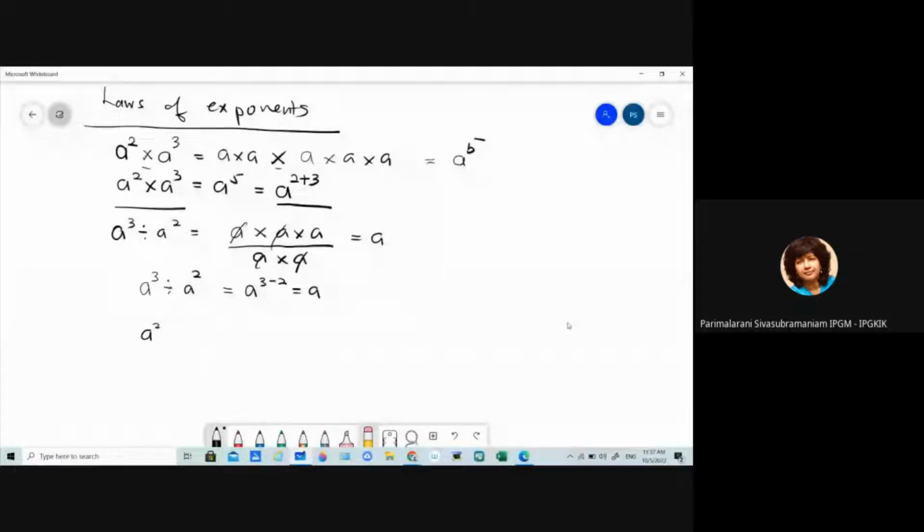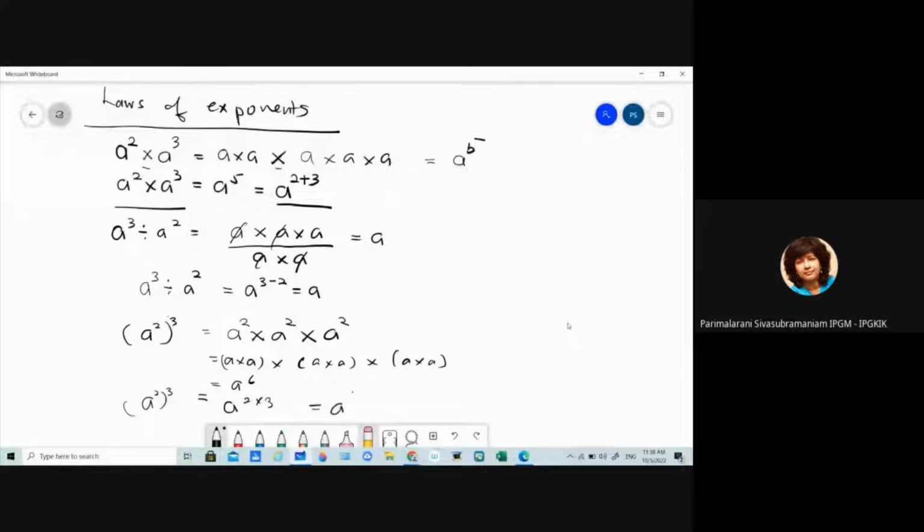Now a to the power of 2, and we have to the power of 3. This actually means a to the power of 2, three times: a times a, times a times a, times a times a. So now we have 6 a's here, so it's a to the power of 6. Therefore a to the power of 2 to the power of 3 is equal to a to the power of 2 times 3, which is a to the power of 6. You need to understand whether it is times or plus, so you can develop the laws by yourself.